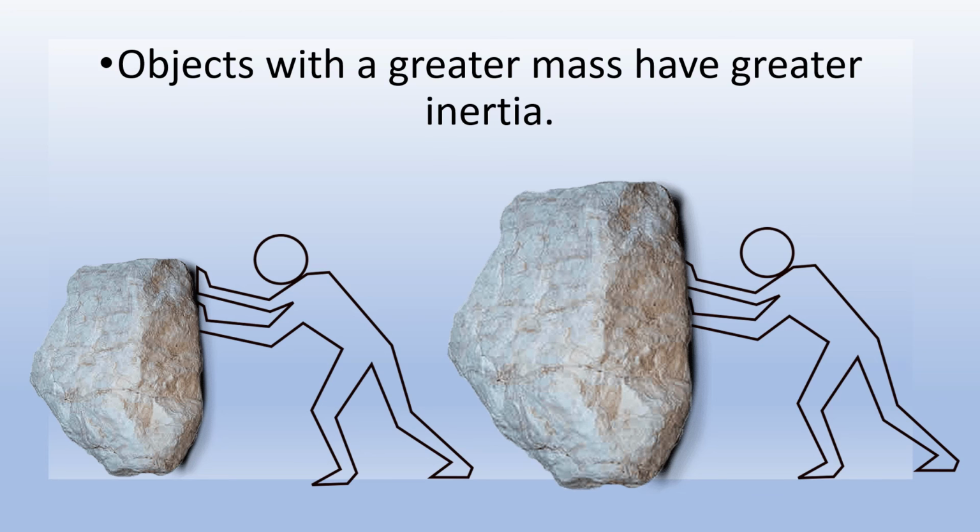Take this example of a man trying to push a small rock and another man trying to push a much larger rock. Obviously, it will be harder to push the bigger and heavier rock. This is because it has a higher mass and hence a higher inertia. From this, we can conclude that objects with a greater mass have greater inertia.